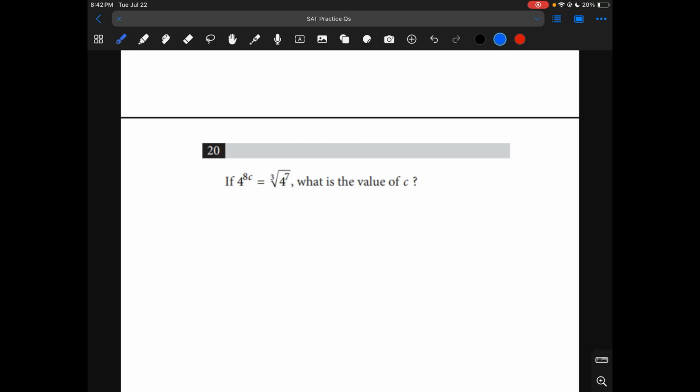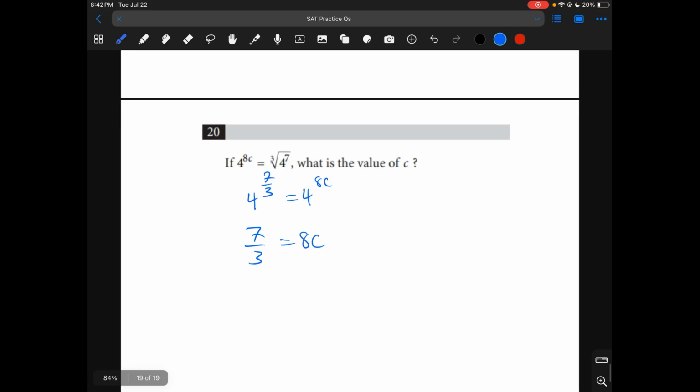But if you prepared ahead of time and you studied, then you know that the cube root of 4 to the 7th power is really just 4 to the 7 over 3 power. And that is equal to 4 to the 8C power. So it's just 7 over 3 is equal to 8C. And you just need to solve for C. You just got to move the 8 over. So it's just 7 over 24. That is your answer. That is it.